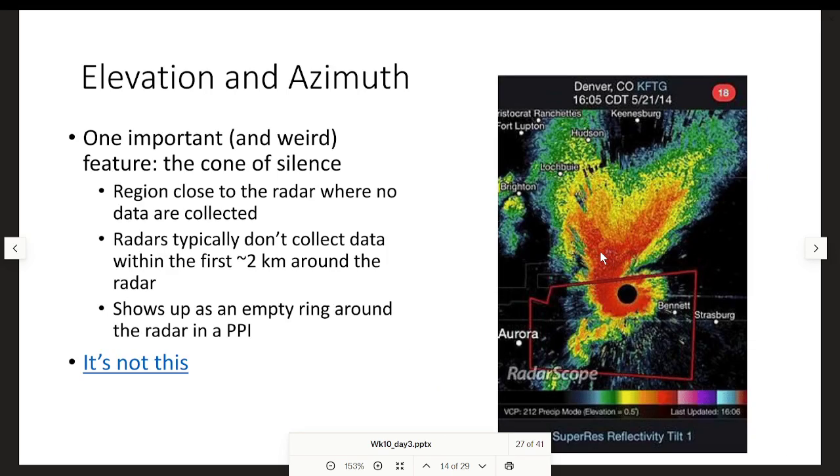Okay, here's an important and weird feature. It's called the cone of silence. They usually don't collect data within the first 2 kilometers around the radar, and it shows up as an empty ring around the radar in a PPI.